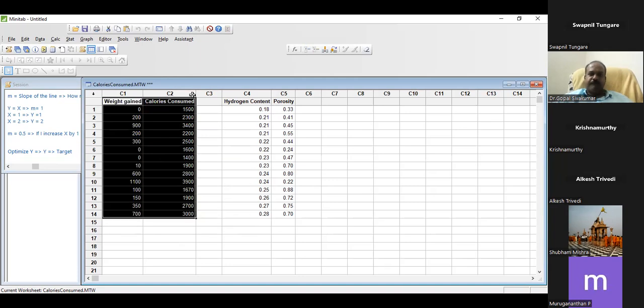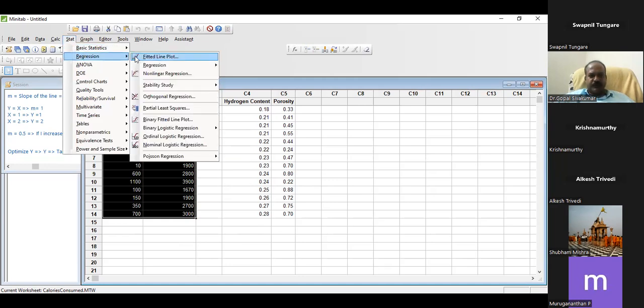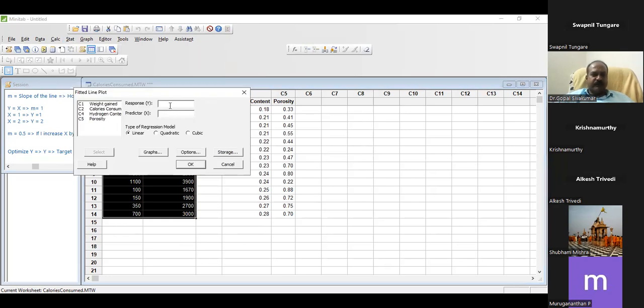Now, do you want to see the regression equation for the first set of data? Yes, sir. Very good. So go to Stat, go to Regression, go to Fitted Line Plot. Now you have this popping up. Select the y variable and the x variable, click here and then select. Now, type of regression.